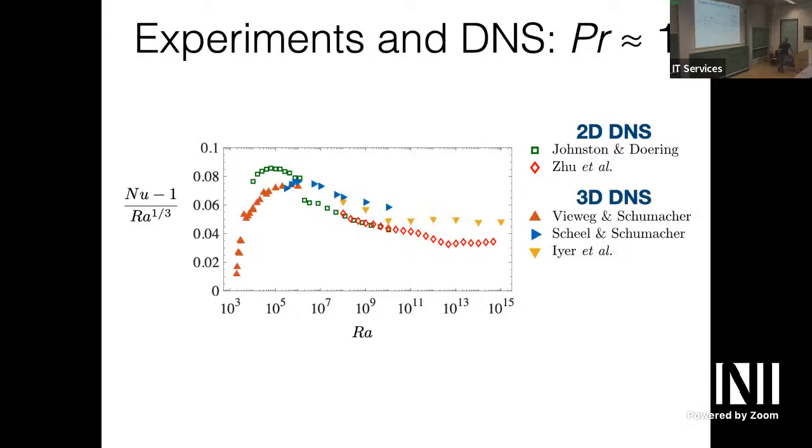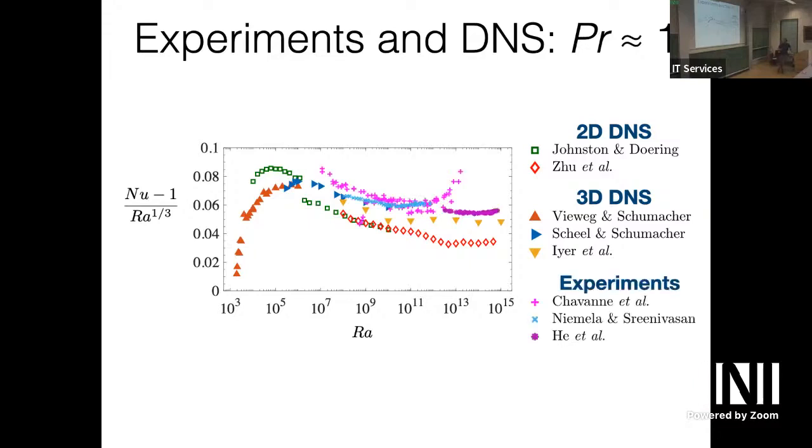Here's what three-dimensional DNS does. This is from Jorg and his collaborators, Janet Schiel, others. First, before it's turbulent, and then it's growing slower than Rayleigh to the 1/3, and then it's leveling off very closely to Rayleigh to the 1/3. But I should mention that those simulations are done in a very narrow, tall domain because the simulations are extremely expensive.